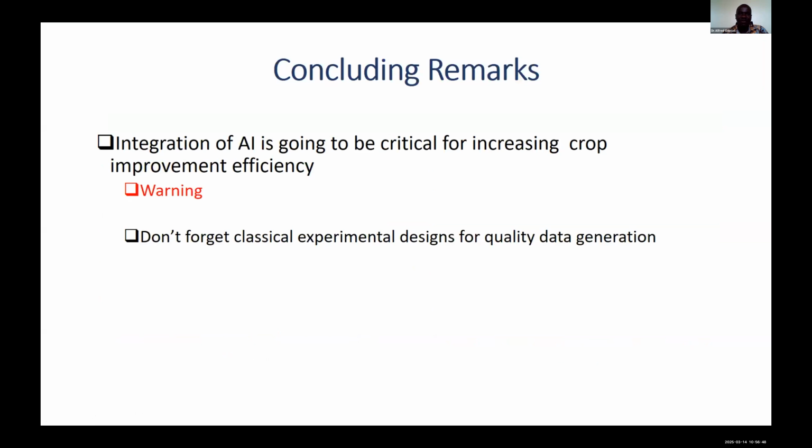A few thoughts from me based on my involvement in this project. As we think of moving forward with new innovations integrated into breeding, AI is going to be critical for us to increase breeding efficiency. But let's stay warned, based on the views that Prof. Gibson just presented: don't forget the classical experimental designs to ensure that you have the right quality data. That's the only way you can calibrate the AI-generated data well and make use of it in real breeding.